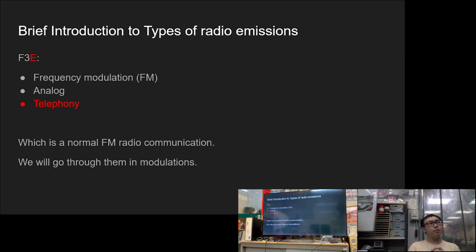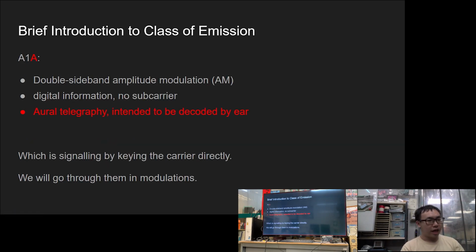SSB, I guess, is not A. It should be the other character, I forgot. Because AM means DSB, double sideband. Okay. CW, I've just mentioned. The first A means AM. No. You just use the carrier wave. No subcarrier. No voice is involved. You just use the carrier wave on and off. And the last A is aural telegraphy, intended to be decoded by ear, which is Morse. Okay. In short, Morse.